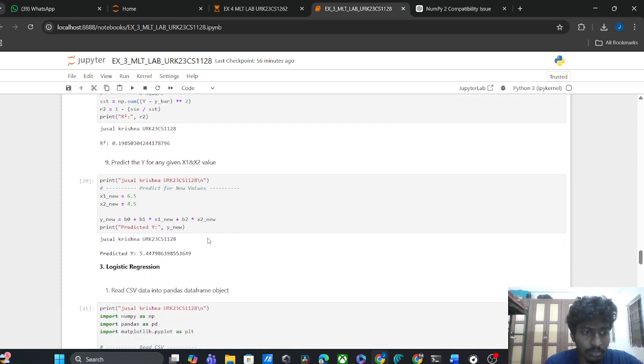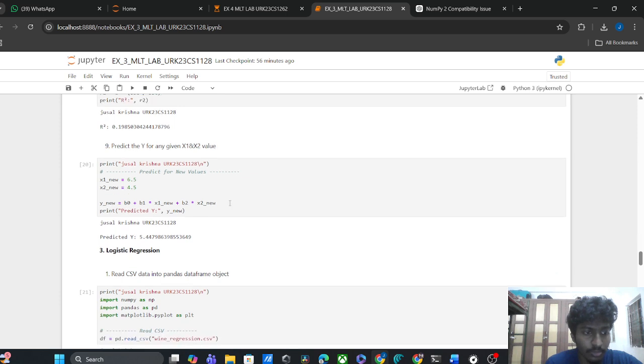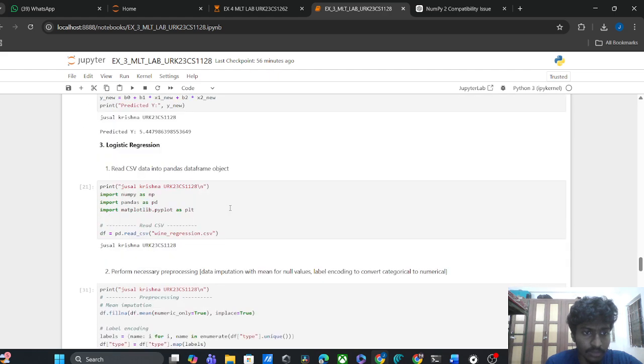Finally, we test the model by giving new values. X1 is equal to 6.5, X2 is equal to 4.5. The model predicts the wine quality based on these values. Then we are seeing logistic regression. In this experiment, we implement logistic regression.